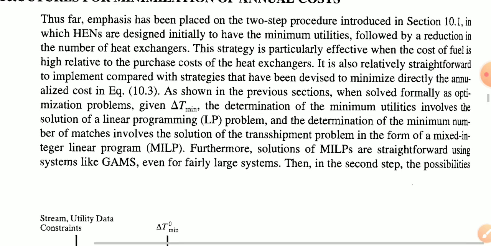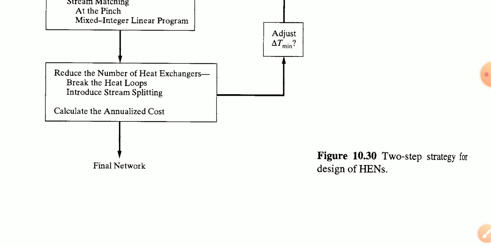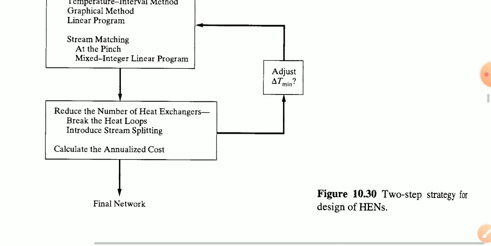First of all, the discussion part. Thus far, emphasis has been placed on a two-step procedure, introduced in section 10.1, in which heat exchanger networking systems are designed initially to have the minimum utilities. And again, some process flow diagram also. જે આપણે જોઈશું this one. Okay, two-step strategy for a design of a heat exchanger networking system.